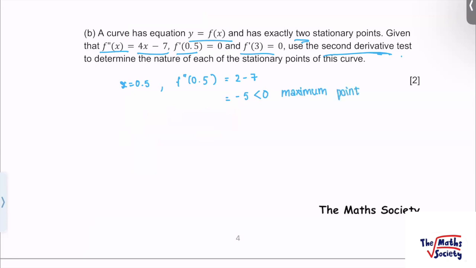The same goes for the second one. x is equal to 3. f double prime of 3 is 4 times 3, so that's 12 minus 7. That's 5, which is greater than 0. So it is a minimum point.